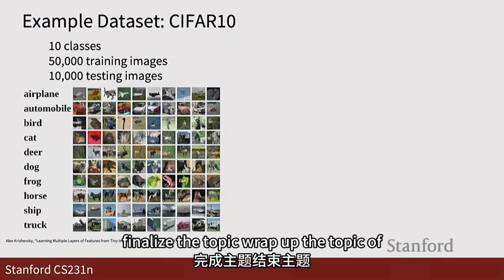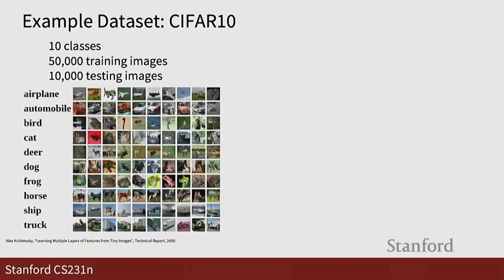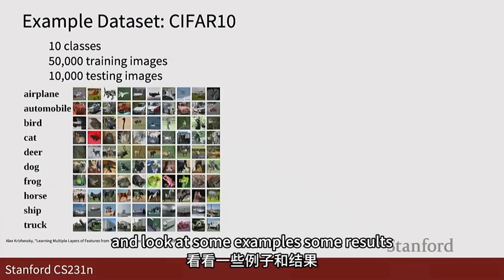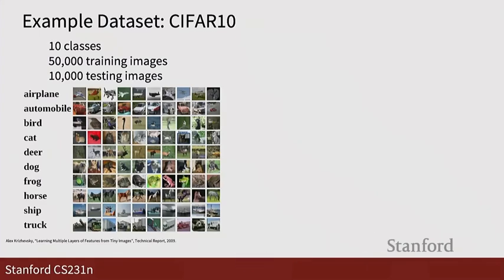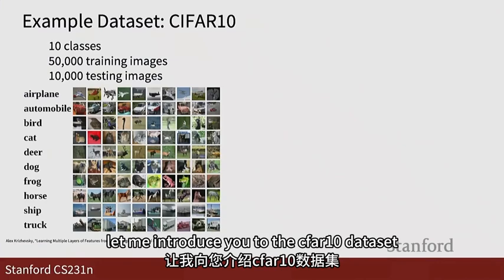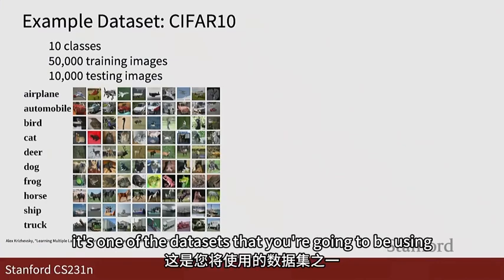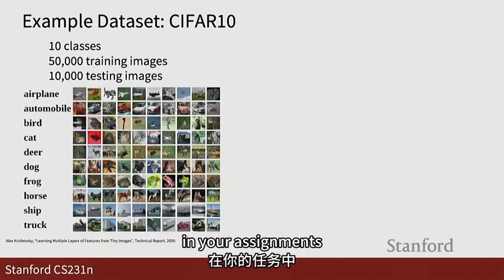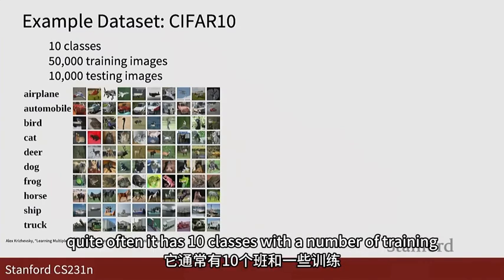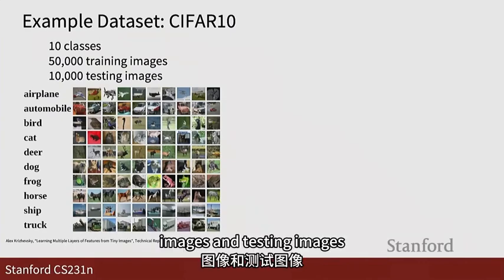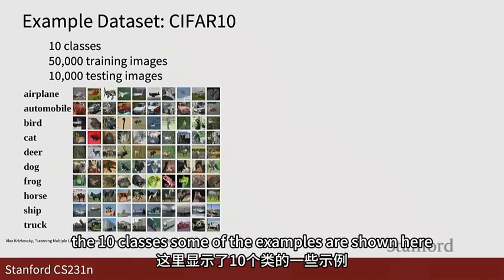Let's finalize the topic, wrap up the topic of nearest neighbor, and look at some examples, some results. So let me introduce you to the CIFAR10 dataset. It's one of the datasets that you're going to be using in your assignments quite often. It has 10 classes with a number of training images and testing images. The 10 classes, some of the examples are shown here.